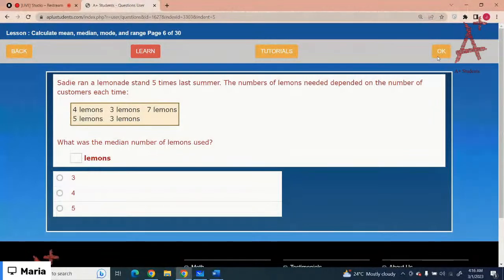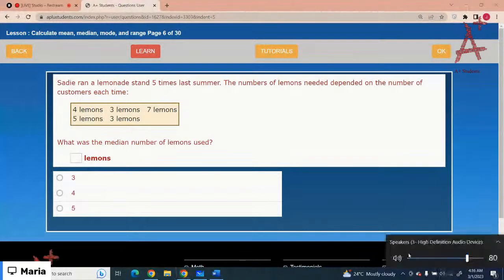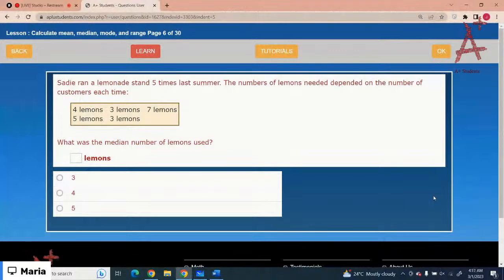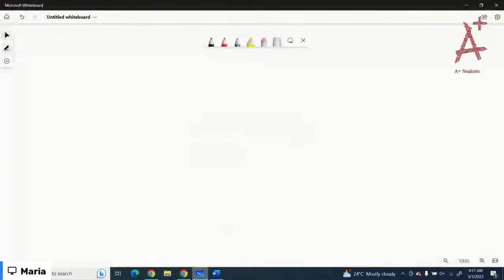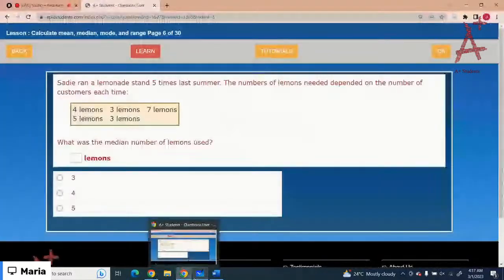Sandy ran a lemonade stand 5 times last summer. The number of lemons needed depended on the number of customers each time. So what was the median number of lemons used? The numbers are 4, 3, 7, 5, 3. We have to calculate the median.